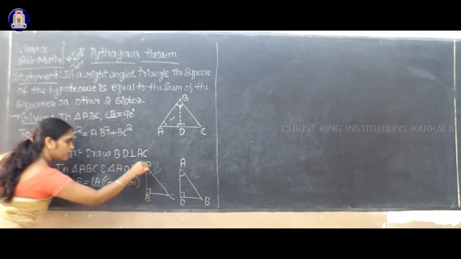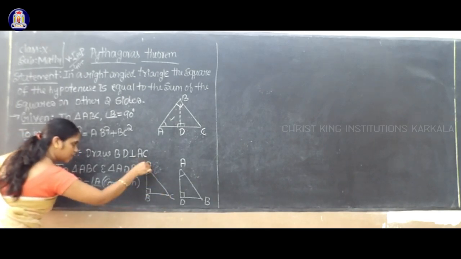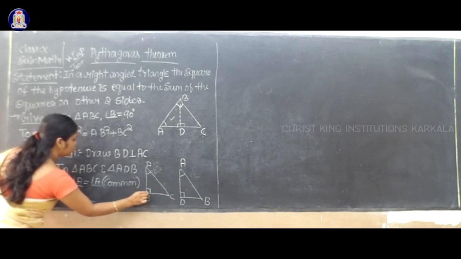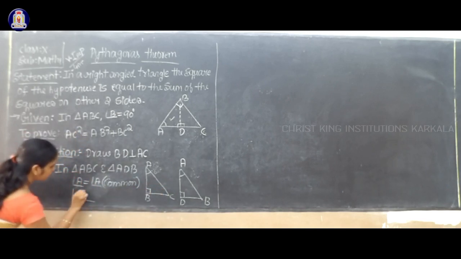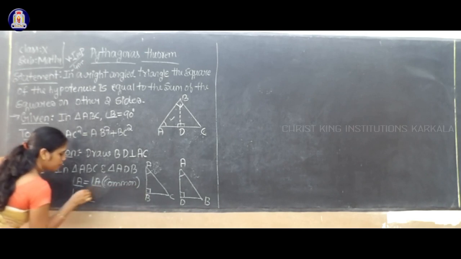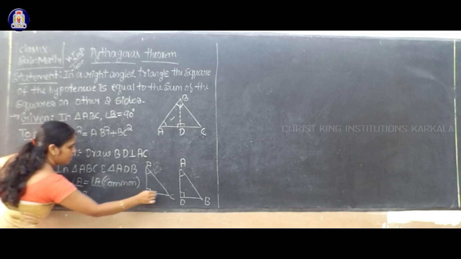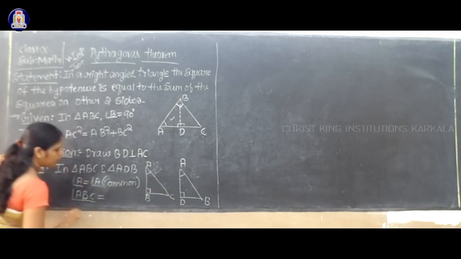I'll write the full angle. What is that? A, B, C. Remember, this point B should come in the middle. Okay, full angle A, B, C equal to.